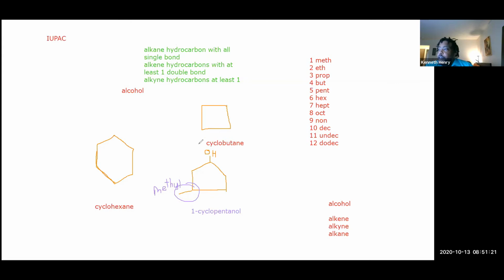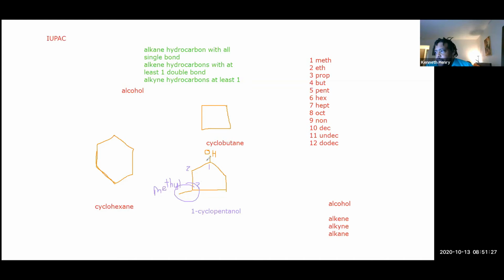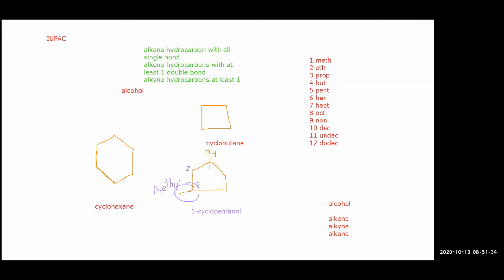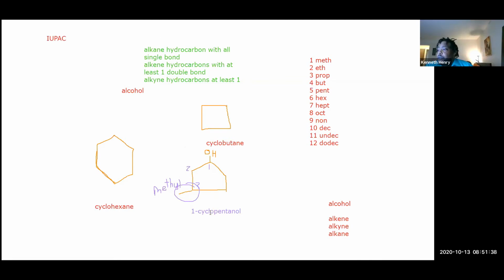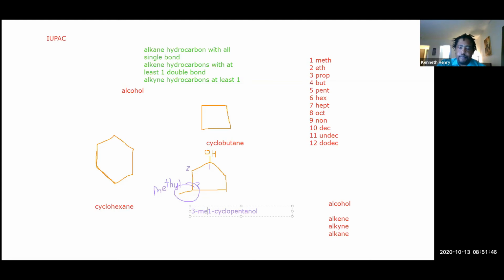Okay, so if this is 1, this is 2, 3, or if I go the other way, 1, 2, 3, 4, which way do you think I want to go? 3. So then it would be 3-methylcyclopentanol.